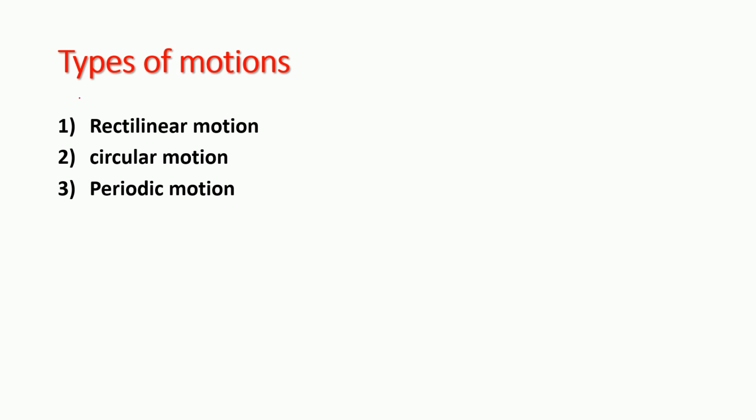And here we come to the types of motion. Here we have mainly 3 types of motion. First one is rectilinear motion, second one is circular motion, and third one is periodic motion. In the next slides we will see what rectilinear, circular and periodic motions are.